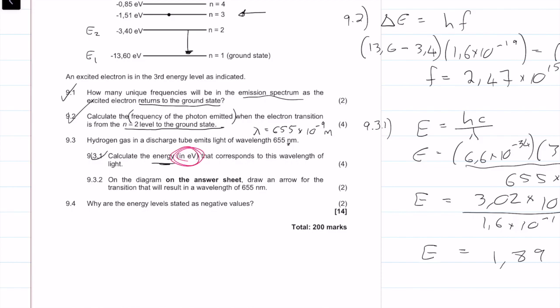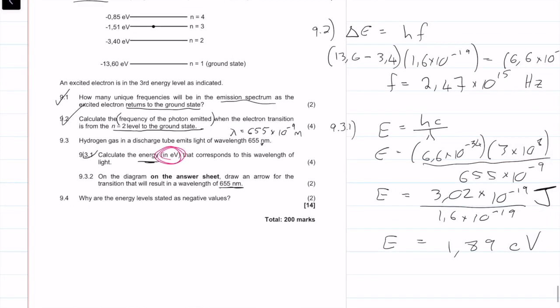Okay, so we've been given a diagram on the answer sheet. It says draw an arrow for the emission that will result in a wavelength of 655 nanometers. The diagram is the same diagram that was given before, so I'm just going to use the diagram up here. Basically, we want to figure out what energy levels it's moving from.